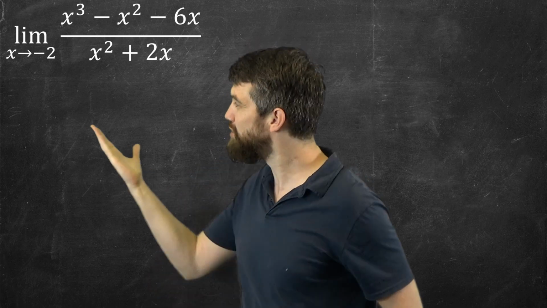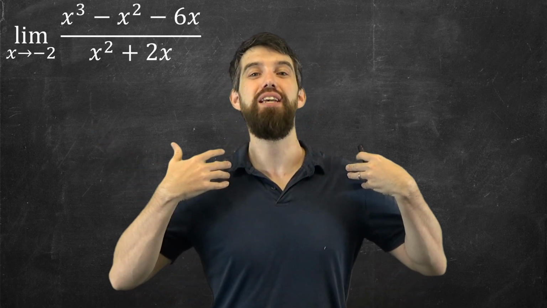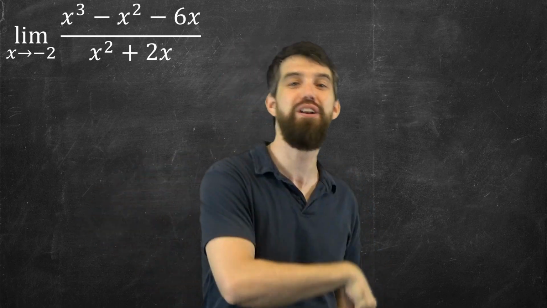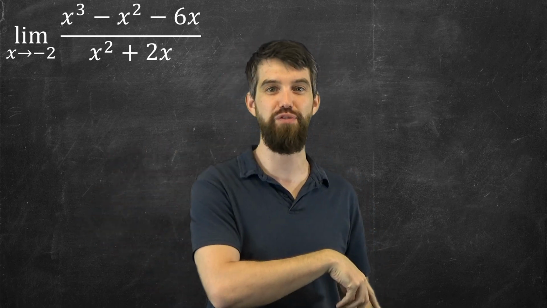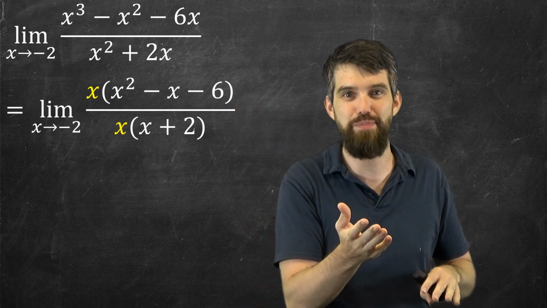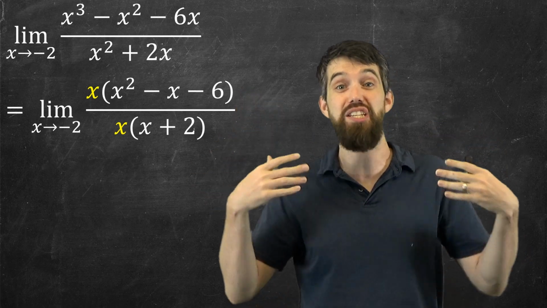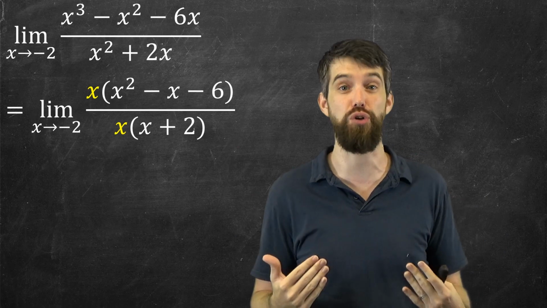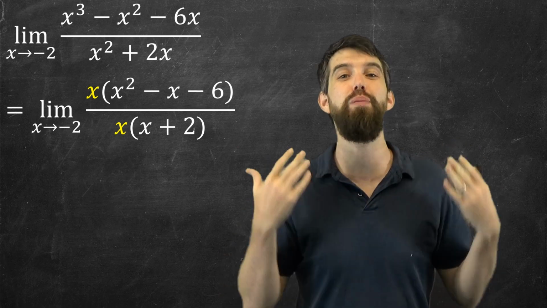So the first thing I notice when I look at it is I've got x's everywhere. So why don't I just factor out an x from the top and factor out an x from the bottom, and that's going to leave something like this. And I can cancel those x's, but I still have a quadratic that is still 0 on the top and it's still 0 on the bottom. So I have to go a little bit further.